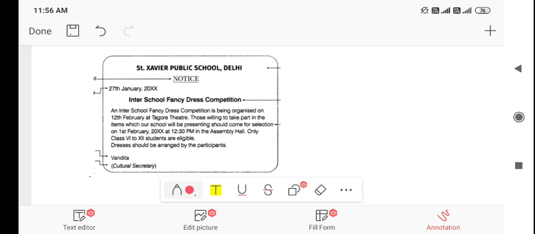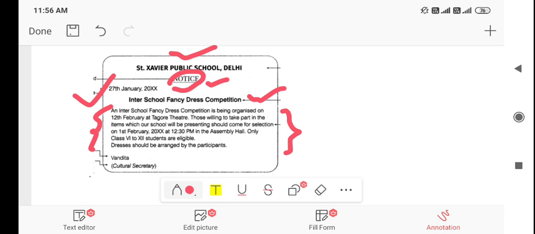Here you can see the name of the school is there, St. Xavier Public School. It is a sample. In your case, you can write your school name, MDV English Medium School, Baloda Bazar, and we have to write notice. This is very important. Notice. Then the date on which that particular notice has been written. Then the name of the event, inter school fancy dress competition or essay competition, anything can be there. And this is the main body part, the main content of the notice.